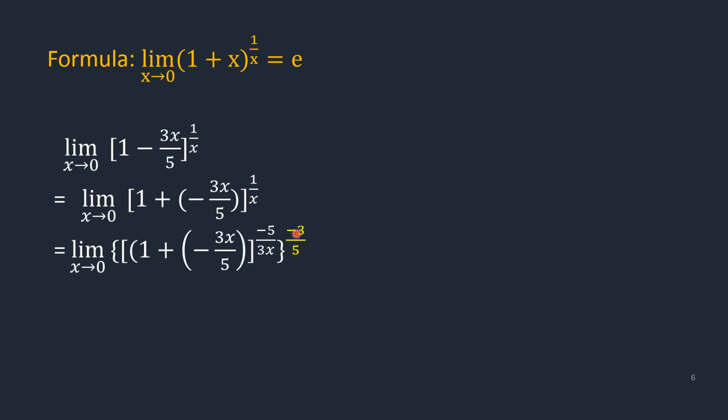Now where does this minus 3 over 5 come from? It comes from the product of these two terms, minus 3x over 5 multiplied by 1 over x. See here, minus 3x over 5 multiplied by 1 over x. X will get cancelled from numerator and denominator, and what is left is minus 3 over 5. Now this minus 3 over 5 is the power given to the bigger curly bracket.